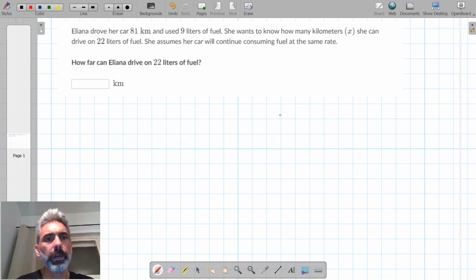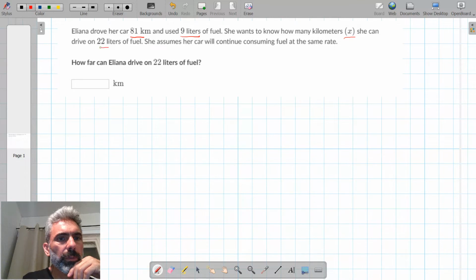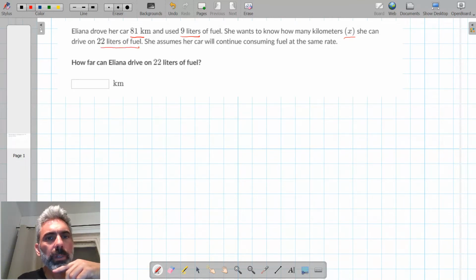Eliana drove her car 81 kilometers and used 9 liters of fuel. She wants to know how many kilometers X she can drive on 22 liters of fuel. She assumes her car will continue consuming fuel at the same rate. How far can Eliana drive on 22 liters of fuel?